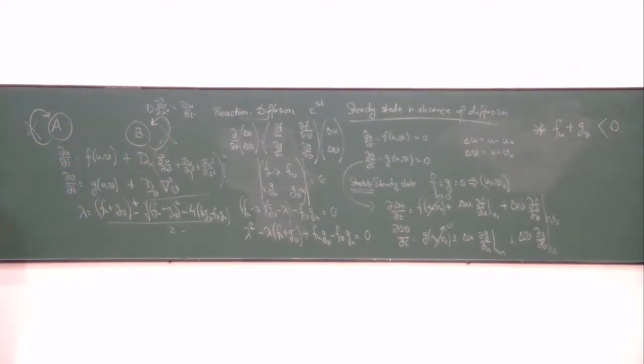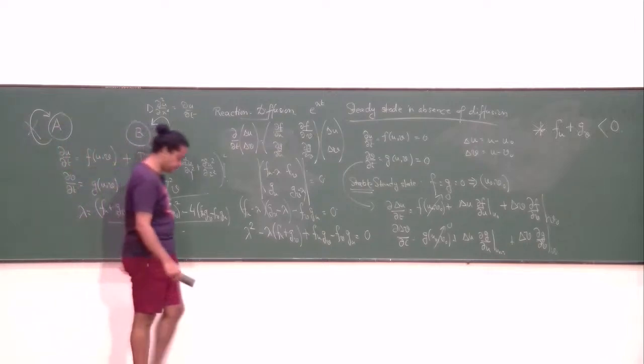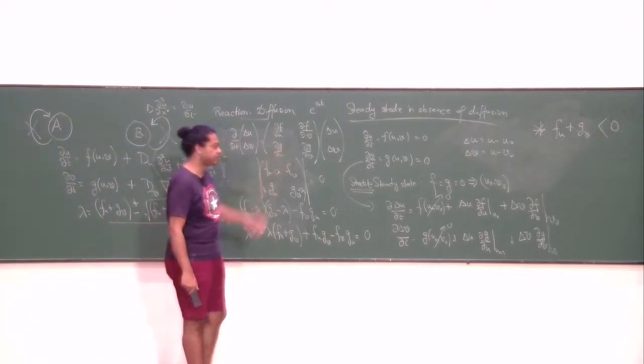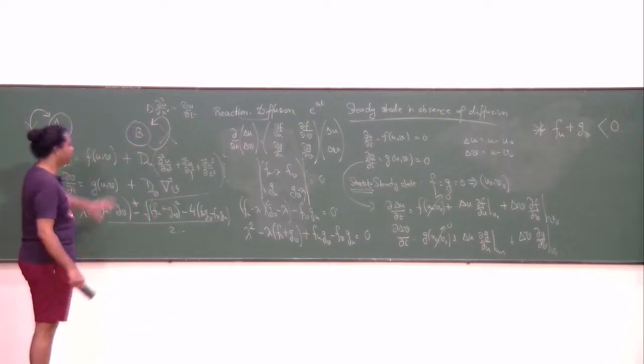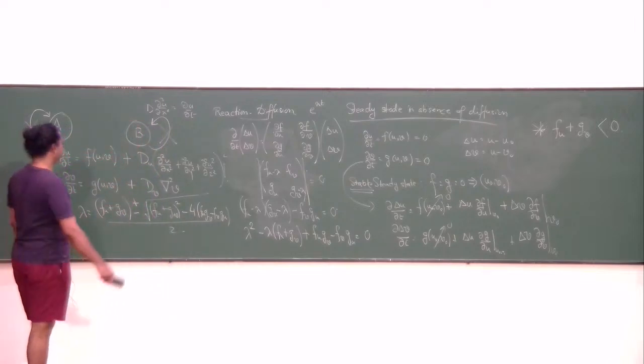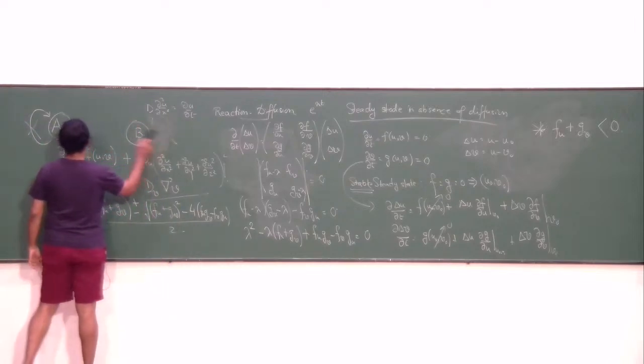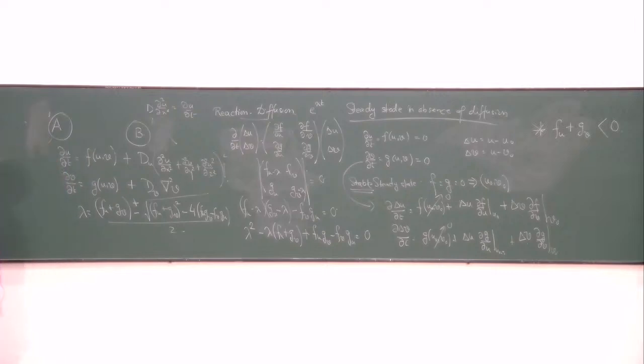So that's the spirit of what we are trying to do. We are trying to find out conditions on these reaction kinetics that will allow Turing type patterns to form. Okay, so that's condition number 1. Now, that in itself is not sufficient. What is the other condition that we should have?